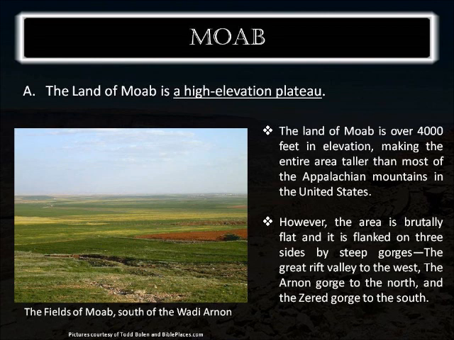And so we have a much thinner atmosphere here, and a very different climate because of the elevation. Now, this area, though, is brutally flat. It's often known as a mesa or a tableland, and it's flanked on three sides by steep gorges. One steep gorge goes down into the Arnon. The other steep gorge to the south goes down into the Zered. And the steepest gorge of all falls off into the Great Rift Valley and the Dead Sea. And so Moab is, as we noted, highly defensible, and no one's going to approach from the east because you'd have to go through one of the biggest deserts in the world.